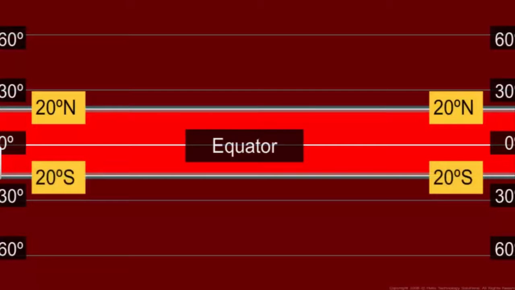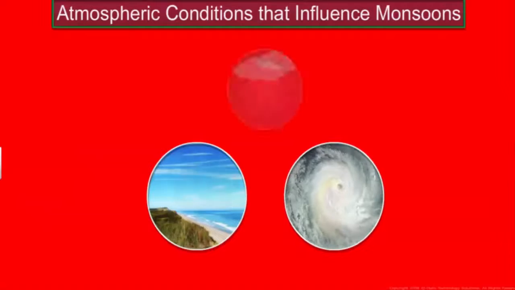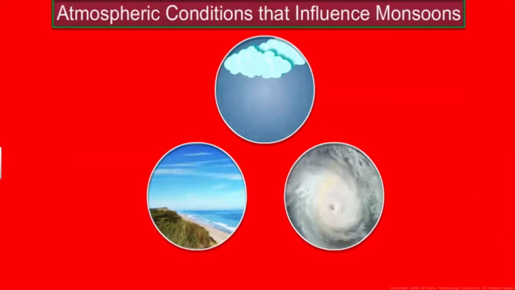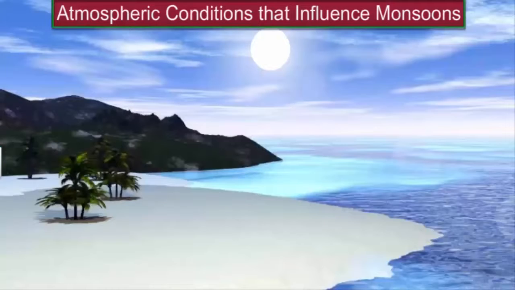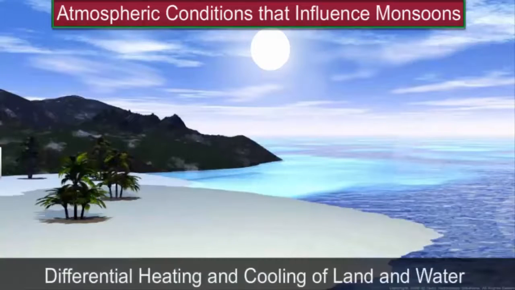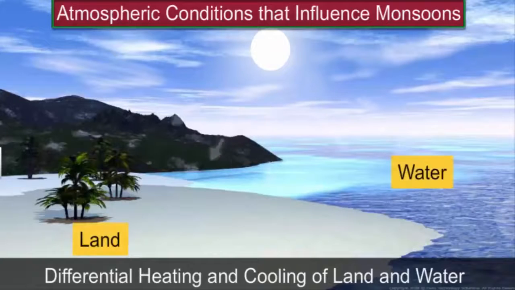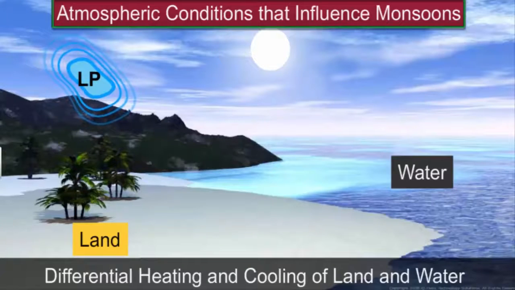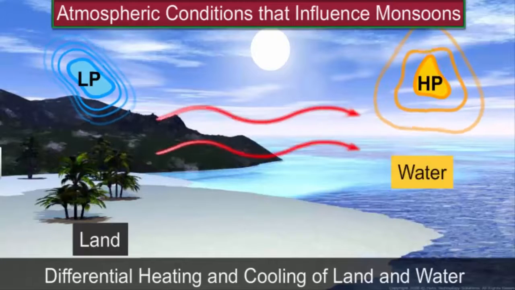Various atmospheric conditions influence the monsoon winds. The first condition is the differential heating and cooling of land and water. This creates low pressure on the land mass of India, while high pressure is created over the seas around during daytime. This is reversed during the night time.